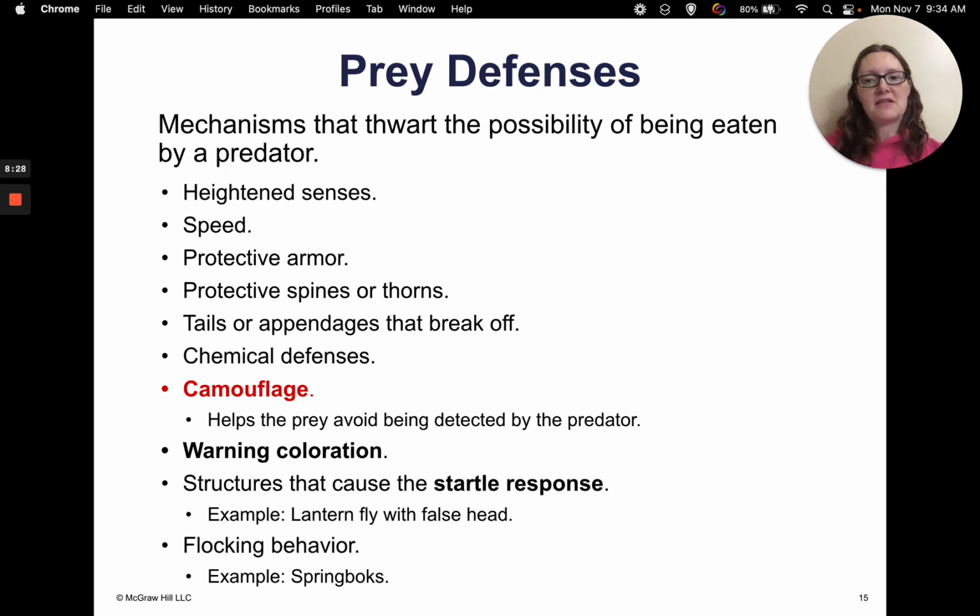Now, prey has a lot of defenses: heightened senses, speed, protective armor. Sometimes they'll have protective spines or thorns, if that's a plant, for instance. Tails or appendages that break off. Chemical defenses, if it's plants, sometimes, like poison ivy. Camouflage is a big one, especially for prey, but predators have camouflage too. Warning coloration if it has some kind of toxin. Startle responses, a lanternfly with a false head, so that a predator will eat the false head and leave the real head alone. Flocking behavior, that's a great example. If it flies in a big flock, then there's less chance for the individual to be eaten, and more likely that your neighbor is going to get eaten than you, because it is hard to focus on one thing.